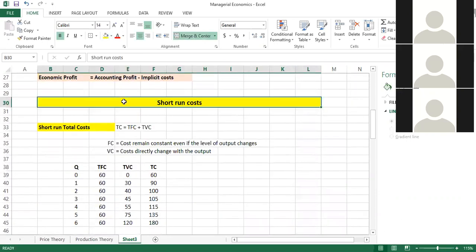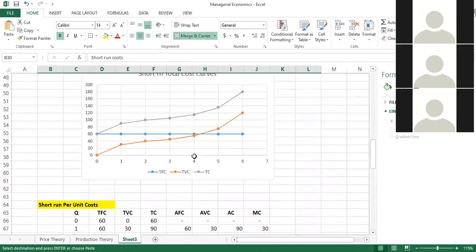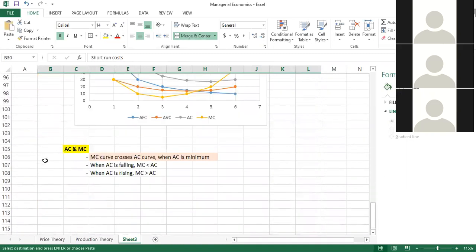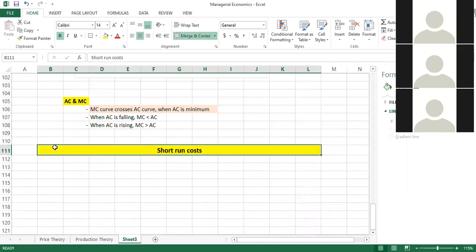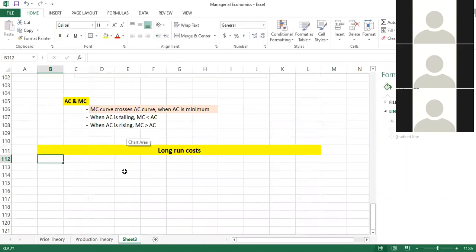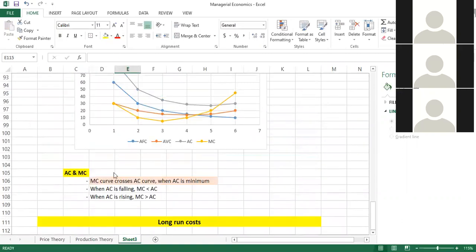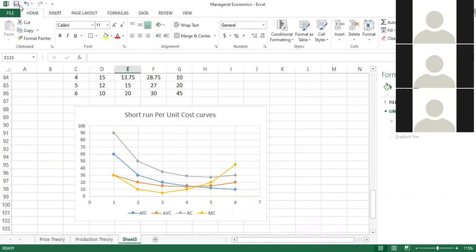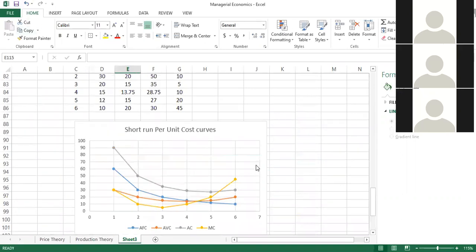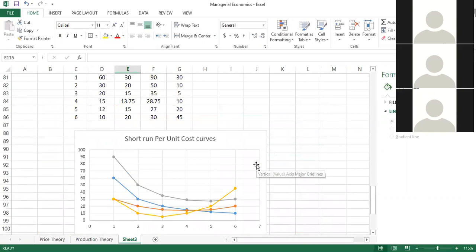Sir, a clarification. Is there a possibility that due to some operation, this ATC curve shifts either upward or downward? Sorry, the ATC curve? Yes, it can shift in the short run either upward or downward.